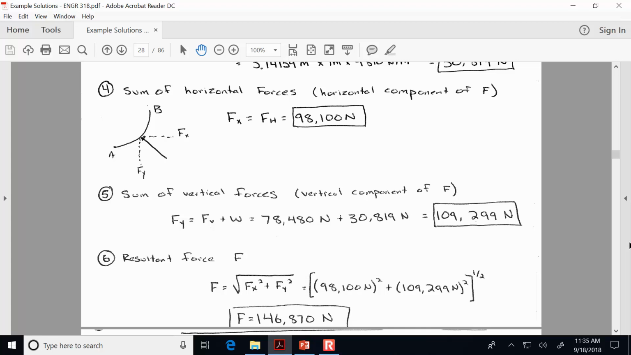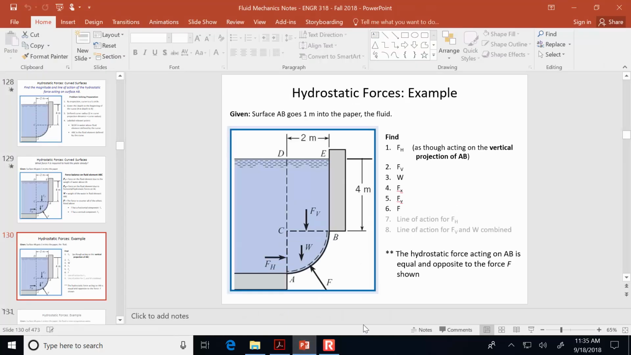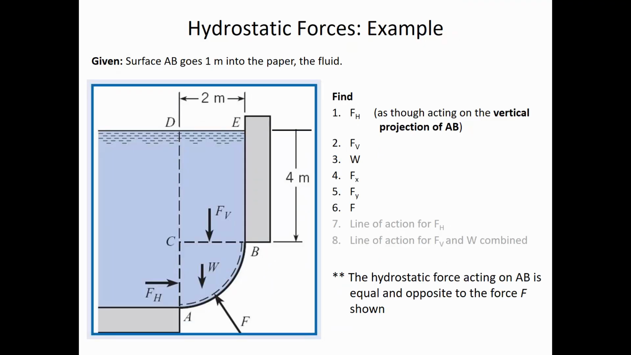Okay, so that's the process for finding the magnitude. Now, finding the location and the direction of the forces gets a little bit more complicated. So the way that we can start there is by thinking about where are the forces that we've just calculated, where are they located?